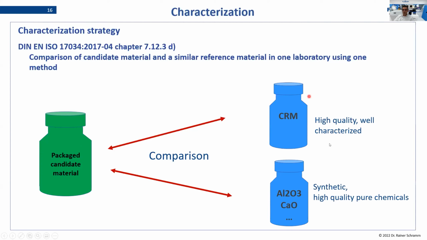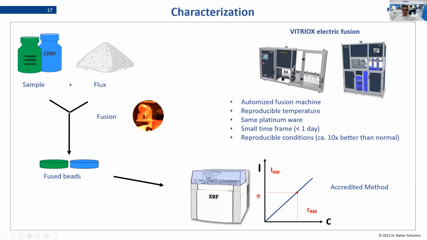And beside CRMs, which are already in the market, we can also use pure chemicals to construct or to simulate the material we would like to characterize. And so in this way, we have the two possibilities to compare our material with. But how does it work in the real world?